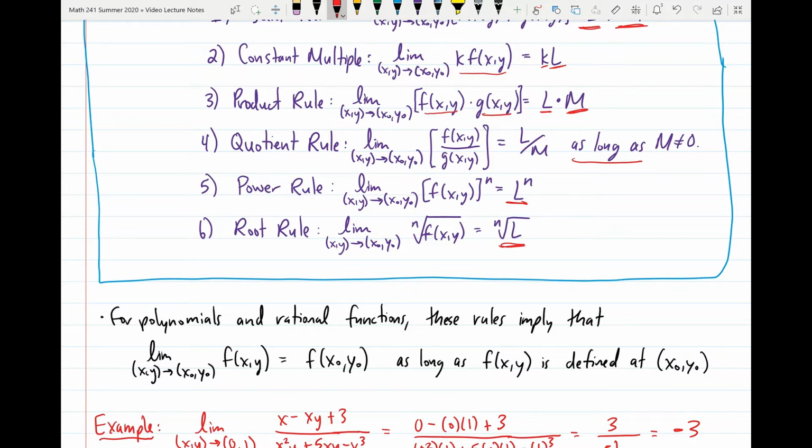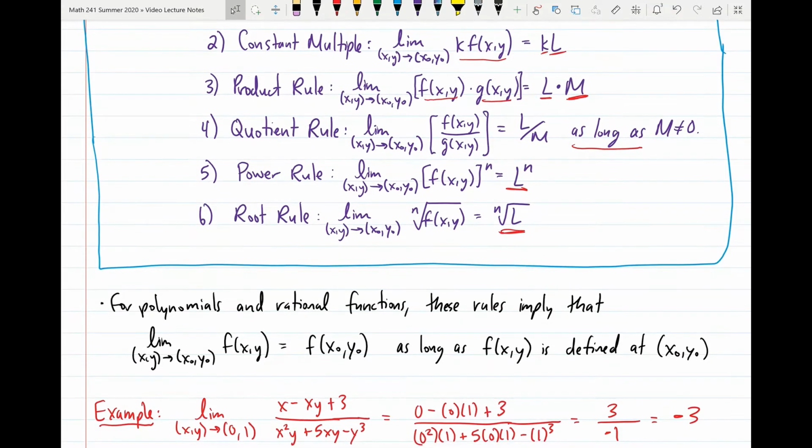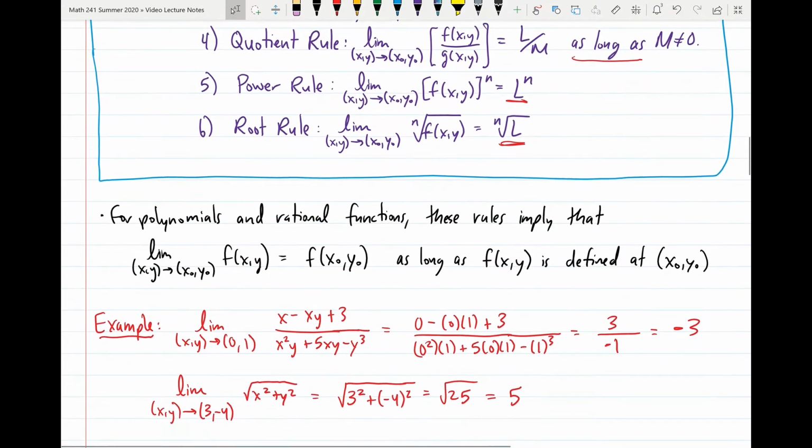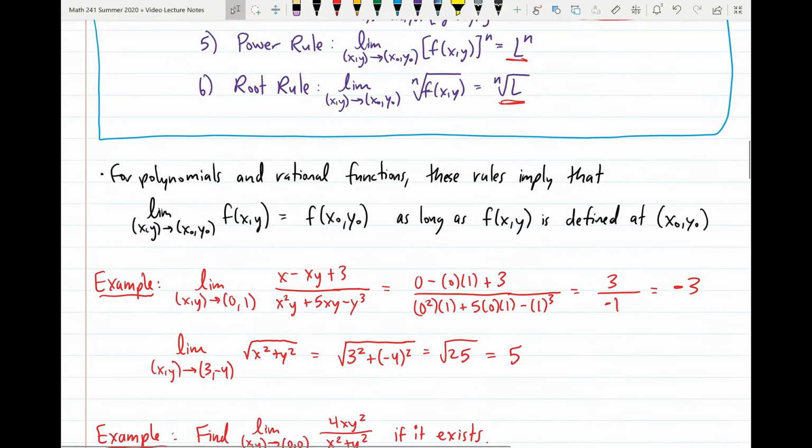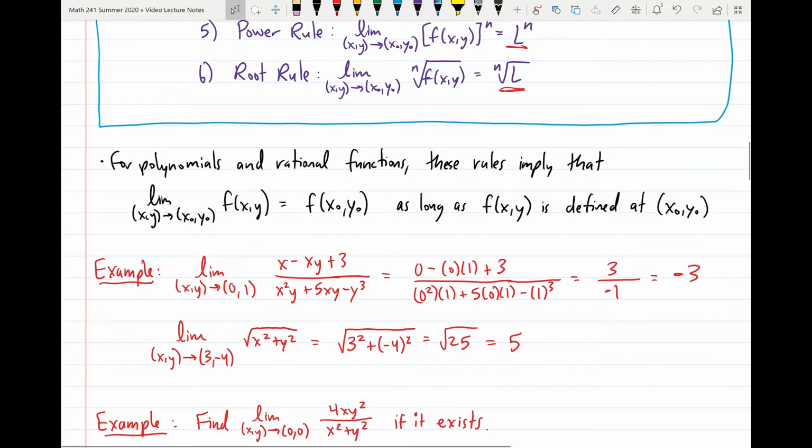So for example, if n is an even integer, then L is going to need to be greater than or equal to 0. Otherwise, we're going to have some kind of square root of a negative number, which is not defined for real numbers. Okay, and with all of these properties, which I've mostly just listed here for your convenience so that you can reference them, we actually get the following fact.